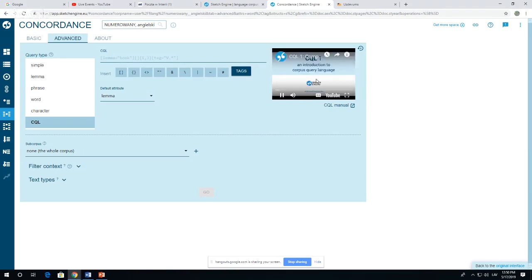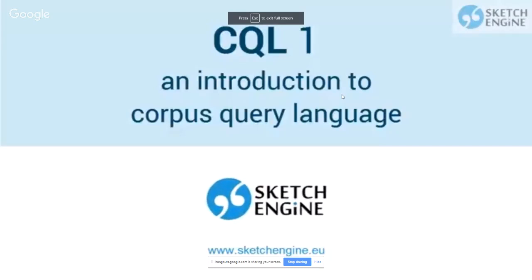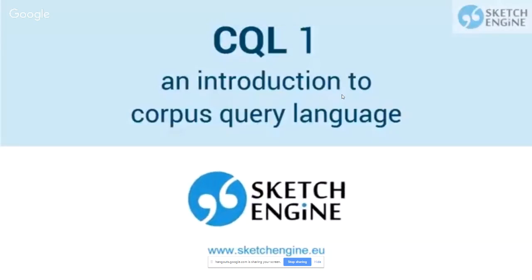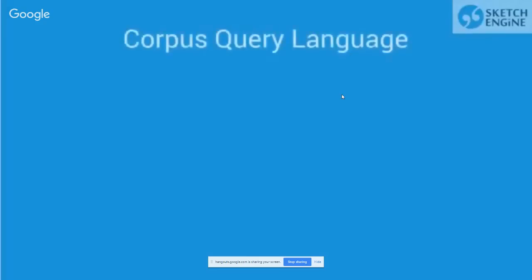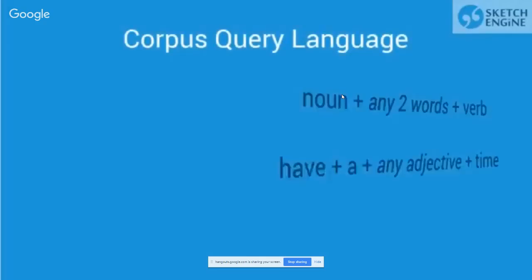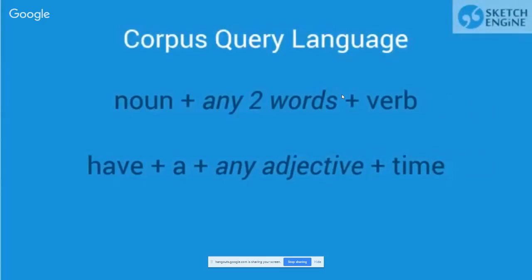Hello, this is Andrzej from Sketch Engine, and in this screencast, I will show you the basics of using CQL, which stands for Corpus Query Language. Learning to use CQL is useful if you need to search for complex lexical or grammatical structures in the corpus. If this is not what you need, please look at the video for basic and advanced concordance search.